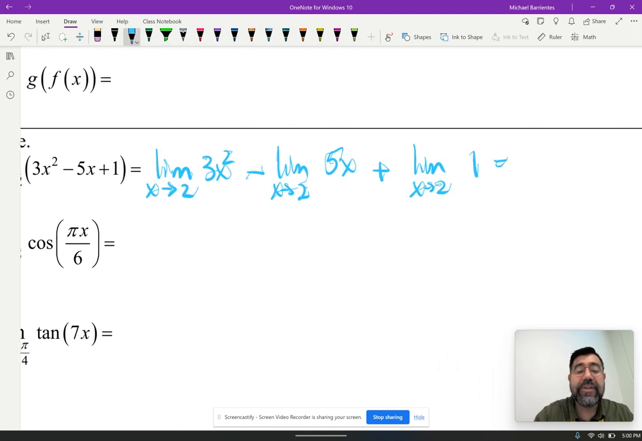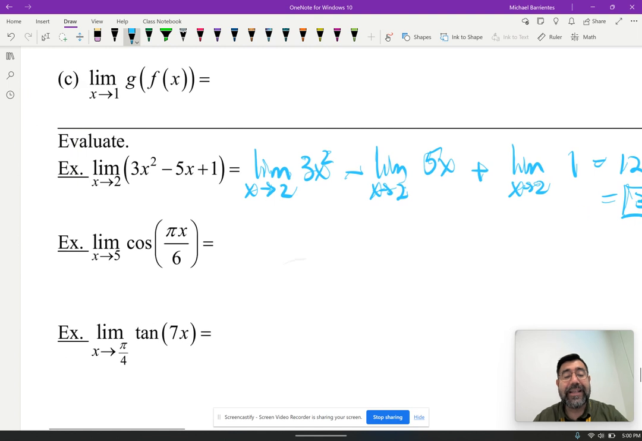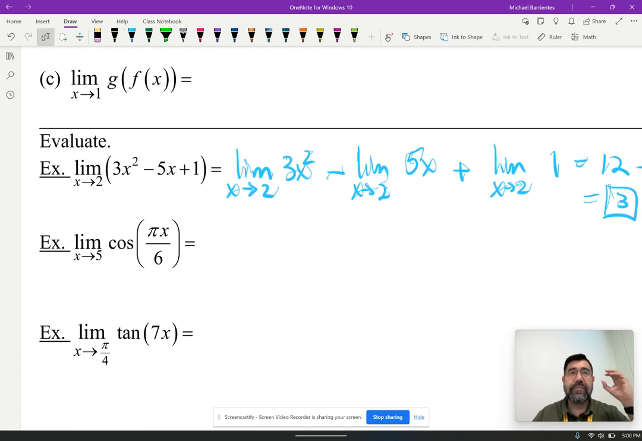And so my final answer here would be, well, let's find the limit of this part. That would be 12. Minus, let's find the limit of this part. That would be 10. And then let's find the limit of that part. That would be 1. And now we can just put everything together and get an answer of 3. Right? I can find the limit by just breaking it up into little pieces and treating them as functions that are being added, subtracted, multiplied, divided, and we can figure that out.